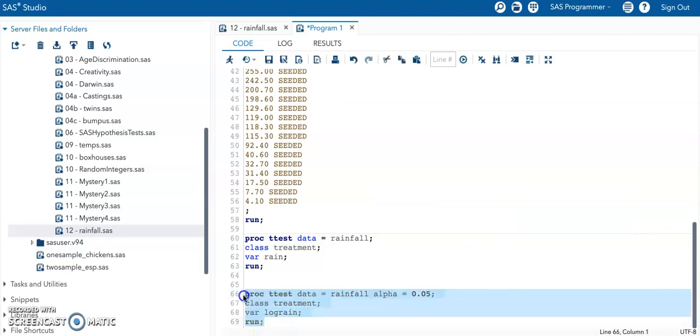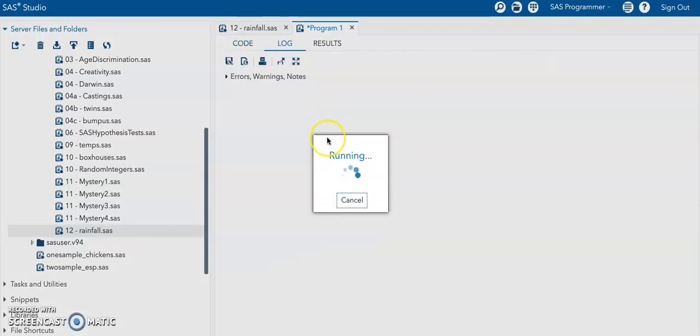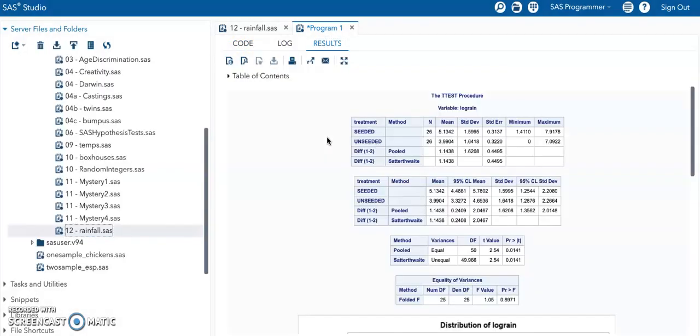And some of you may be realizing right now that I actually don't need to add that because that's the default that SAS will use even if it's not in there. But I just wanted to be very clear that that's why I'm getting this 95% interval. If I changed it to alpha equals 0.01, for example, I could get a 99% interval.